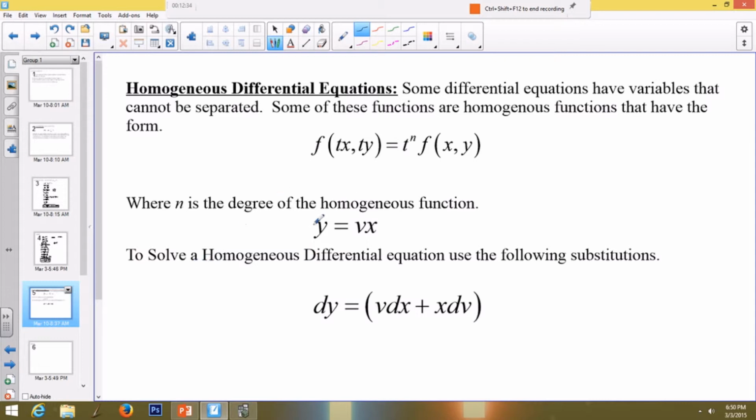What we're going to say is y is equal to vx and dy is equal to v dx plus x dv. Now, this should look familiar because it is a form of the product rule. They took the derivative of this with respect to x, and remember, the first times the derivative of the second plus the second times the derivative of the first, and they got that.